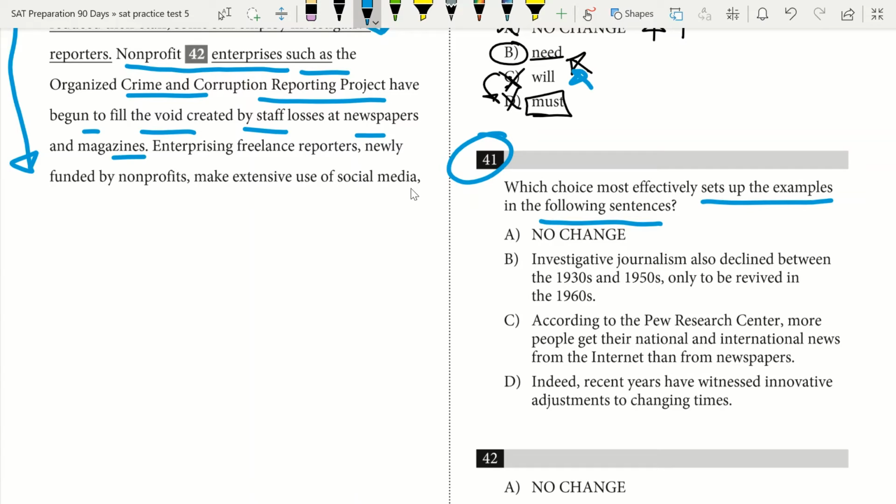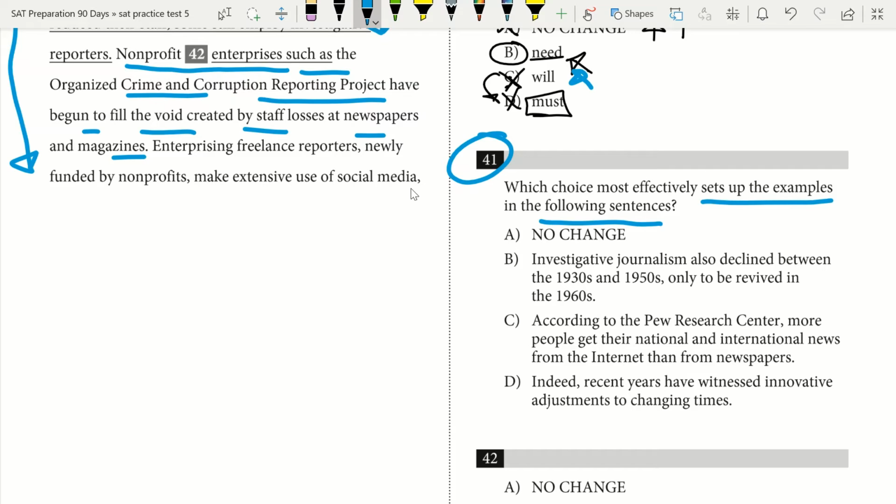Now in this case, "such as" here is restrictive, okay? Now if "such as" were non-restrictive, or non-essential, you would have a comma before it. But in this case, it is restrictive because it's referring to the Organized Crime and Corruption Reporting Project. So in this case, it is restrictive because it wouldn't be allowing for more than that one.